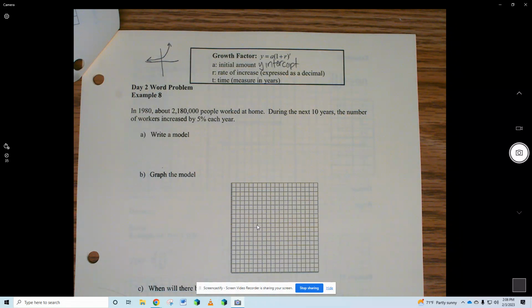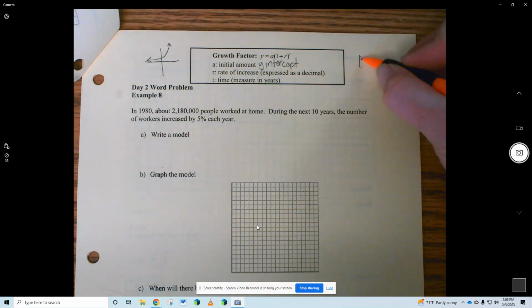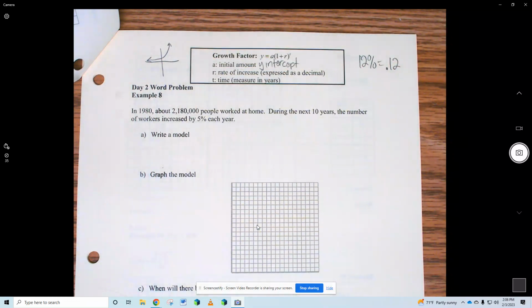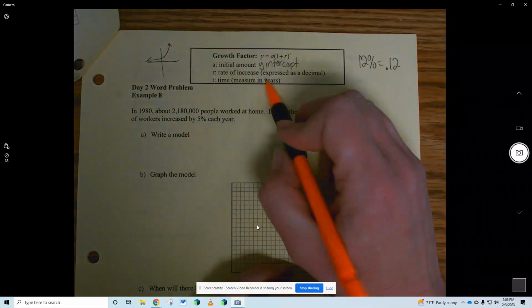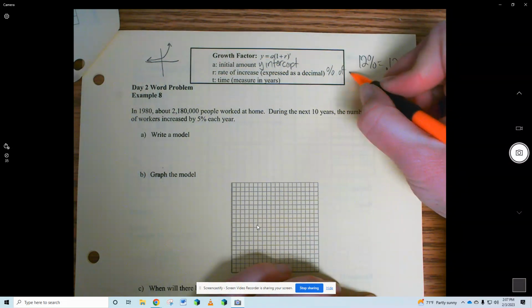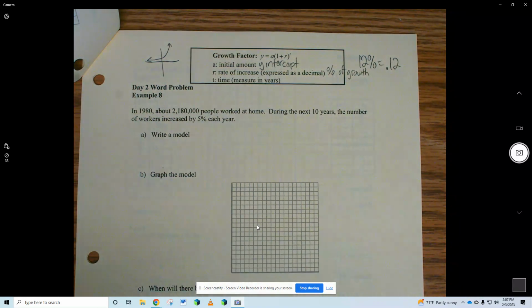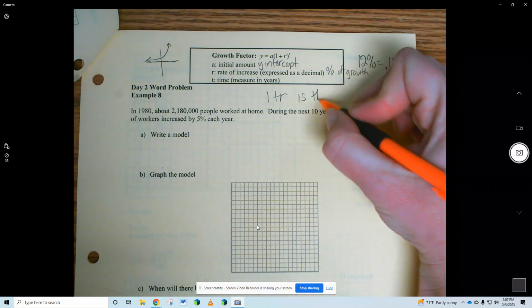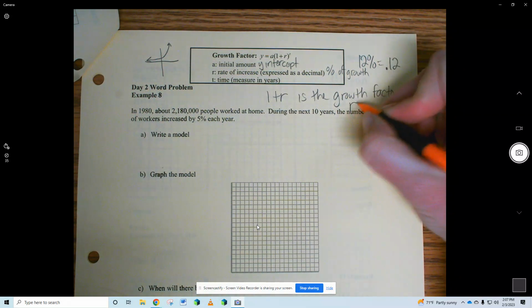So if I can just refresh your brain, if I took a quiz and I got a 12% on the quiz, what was my decimal form of 12%? 0.12. So I'm moving my decimal 2 spaces to the left. So I want to make sure you all remember that. And this rate of increase is going to be your percent of growth. Time is always going to be measured in years. So 1 plus R is the growth factor. R is the rate.